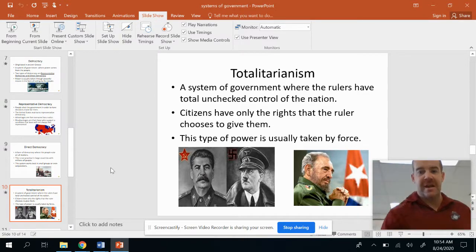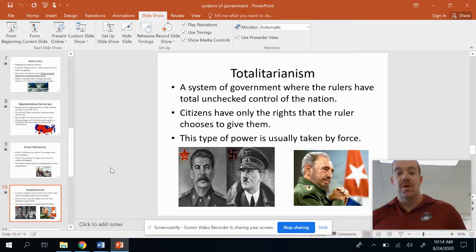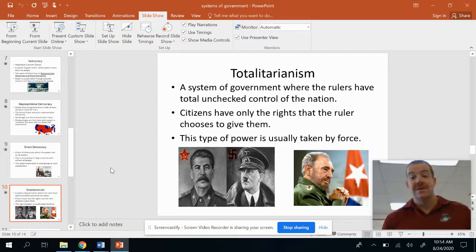Now you have three totalitarian rulers right there. Joseph Stalin, okay, Adolf Hitler, and then Fidel Castro. These are totalitarian rulers, meaning the law begins and ends with them. They're the ones who make and enforce the law, make and enforce the government on the people, and they have unchecked control.